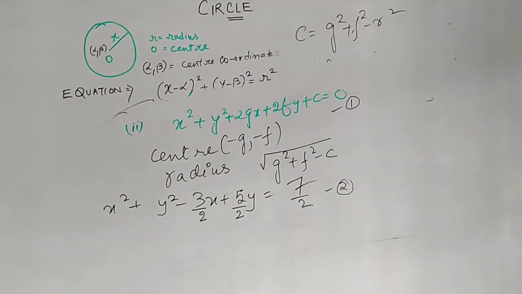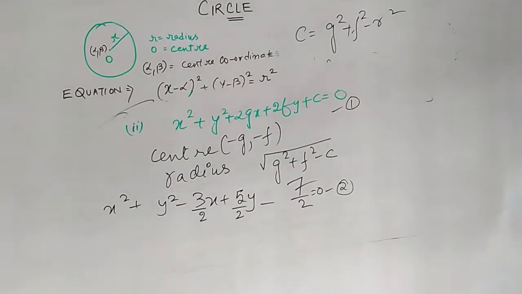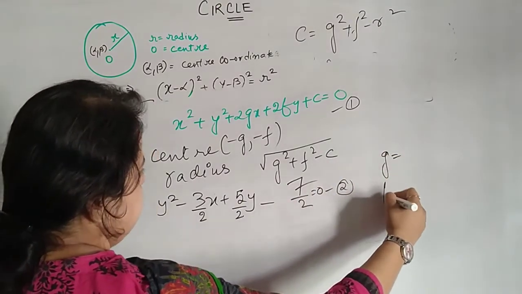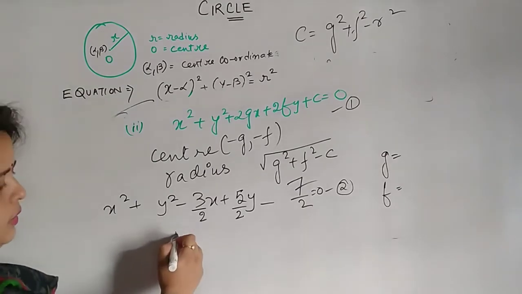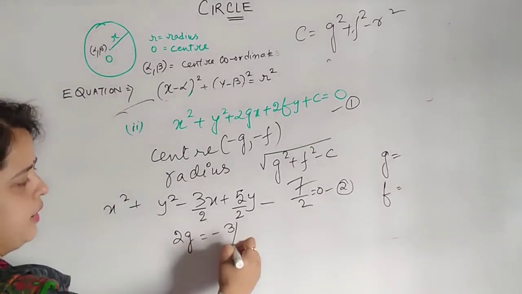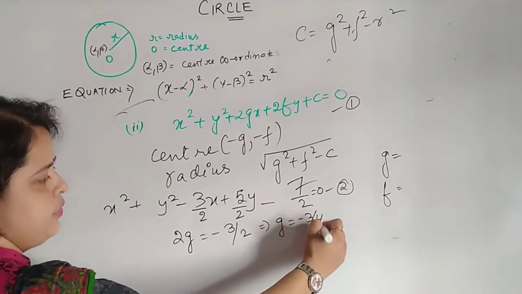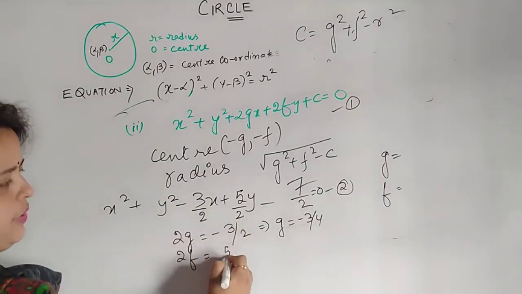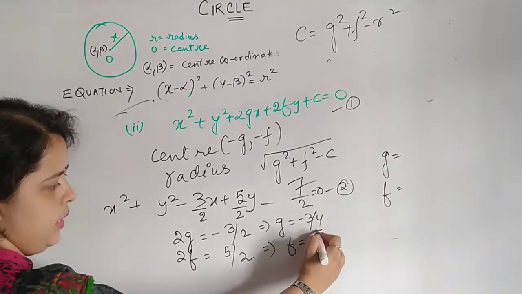Now compare this with the first equation. If you bring this also, it will look completely the same. Then in that case, what is g? What is f? This is my immediate question, no? Here you can see that 2g equals minus 3 by 2. So what is g in that case? Minus 3 by 4. And similarly 2f is 5 by 2. That implies, what is f? It is 5 by 4.